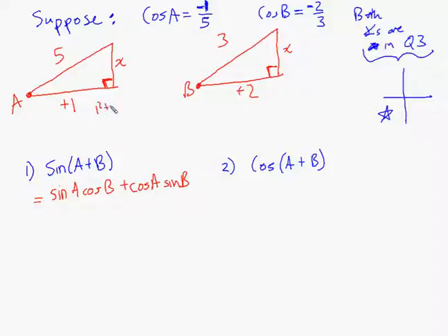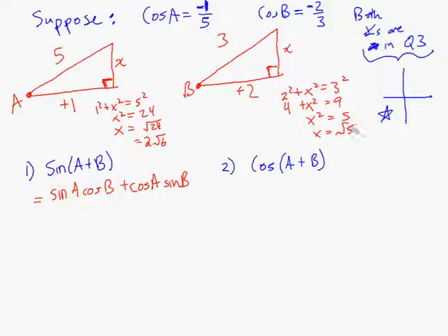Pythagorean theorem. So I have 1 squared plus x squared equals 5 squared. 1 squared is 1, so x squared equals 25 minus 1, which is 24. And x equals root 24. We're going to need to simplify that to 2 root 6. All right, we do this one. We'll have 2 squared plus x squared equals 3 squared. So this is 4 plus x squared equals 9. We subtract that 4, get a 5, and x equals root 5.